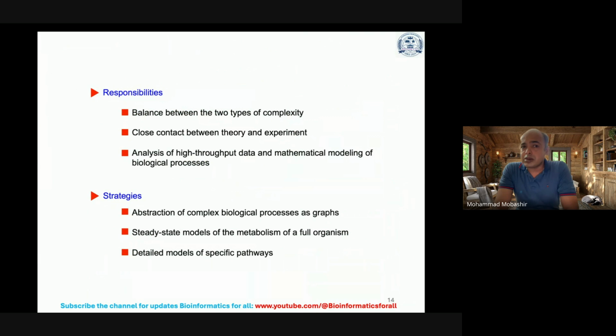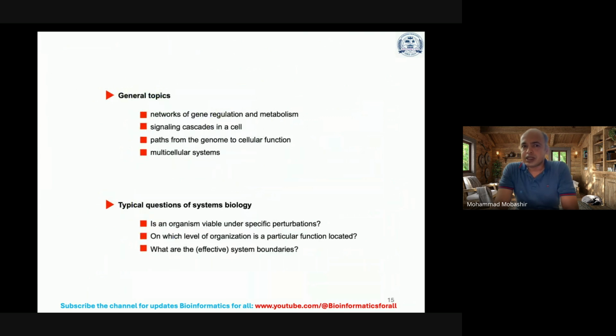What are the responsibilities? Balance between the two types of complexities, and close contact between theory and experiment, which you need to establish. Analysis of high throughput data and mathematical modeling of biological processes is required. Strategies: abstraction of complex biological processes as graphs, steady state models of the metabolism of a full organism, detailed models of specific pathways. Then, as I mentioned, the general topics: networks of gene regulation and metabolism, signaling cascades, paths from the genome to cellular function, multicellular function, and the typical questions.